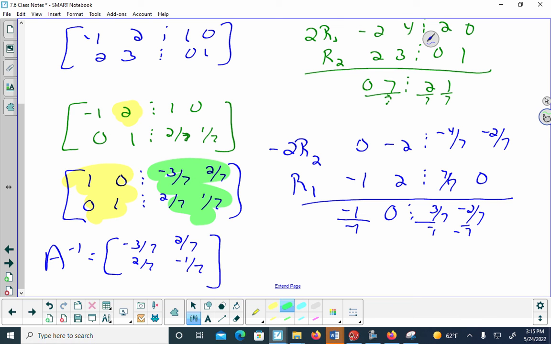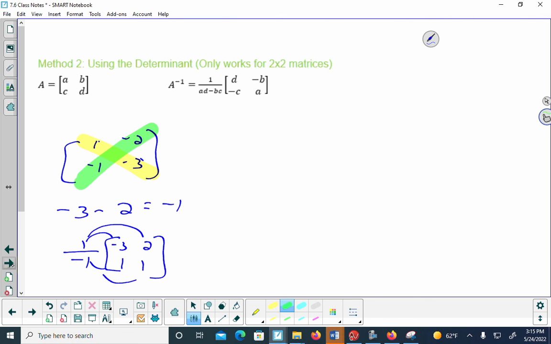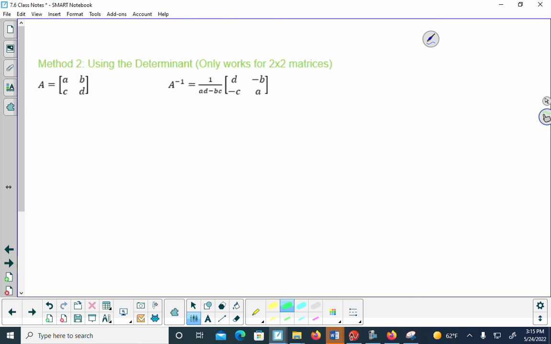So let's try this one with the determinant and see if we get the same answer. So I am going to do that matrix C, which is negative 1, 2, 2, 3. And the first thing I'm going to do is find the determinant. So I'm going to take negative 3 minus 2 times 2, which is 4. So that is going to end up with negative 7. So negative 7 is the determinant of that matrix.